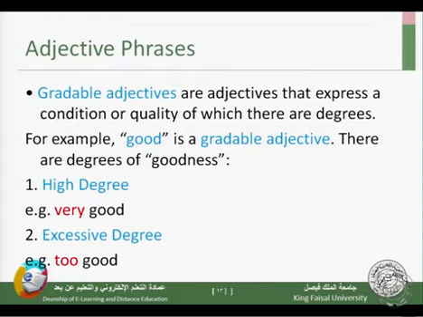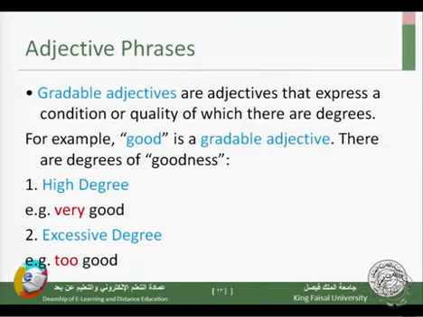Number 2, excessive degree. Excessive means something you didn't expect, you didn't anticipate, more than you thought would be the case. So when you say too good, this is too good to be true. Too good to be true. You can't believe how good this thing is because it is more than you expected, more than you anticipated. You didn't expect something to be this good. Okay, so too good, too good.